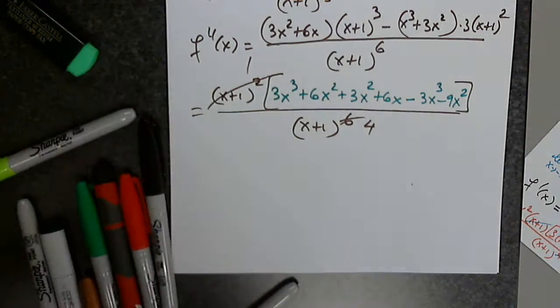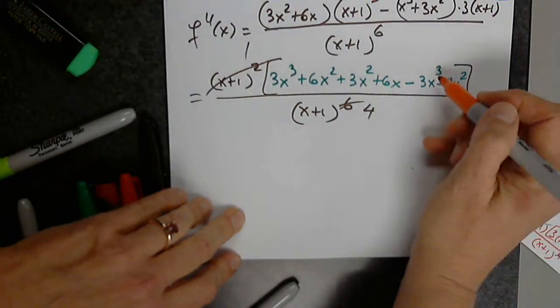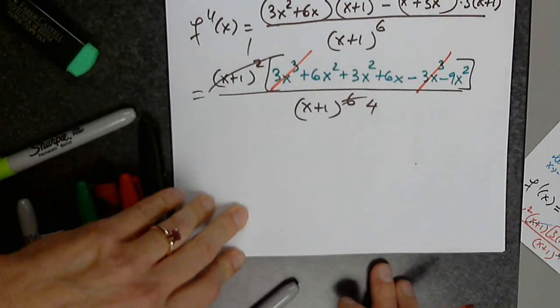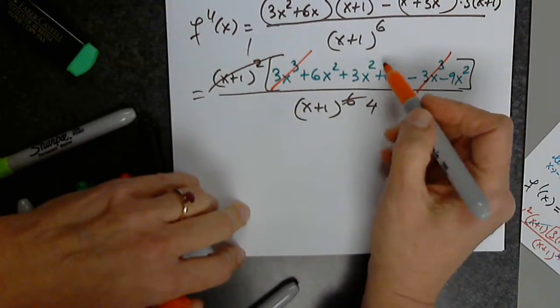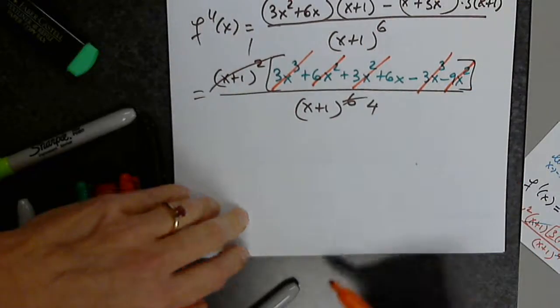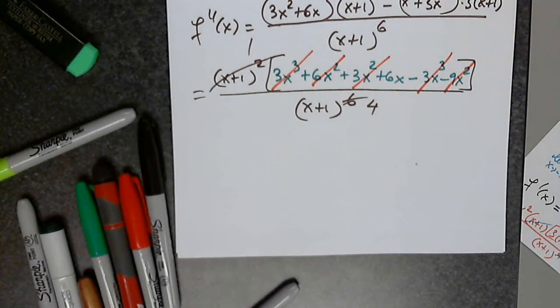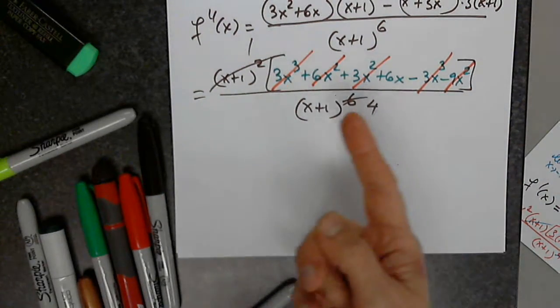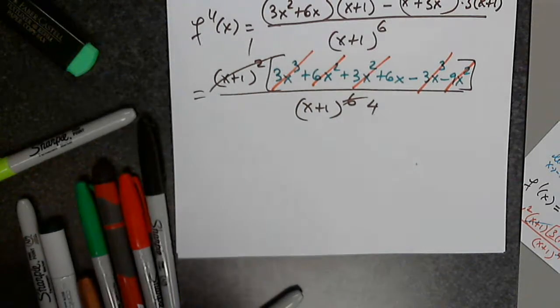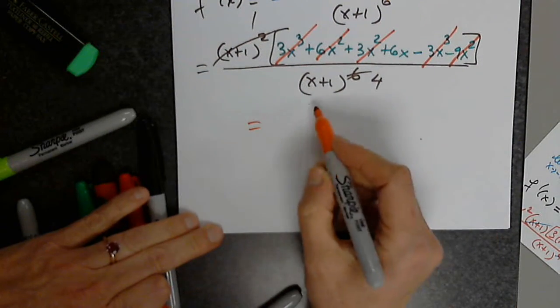Let's double check here what's happening. Nice. This is nice. And this is nice. 6x squared plus 3x squared with negative 9x squared. 3x cubed with minus 3x cubed. Excellent. It couldn't be nicer.